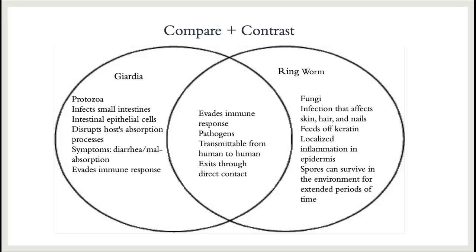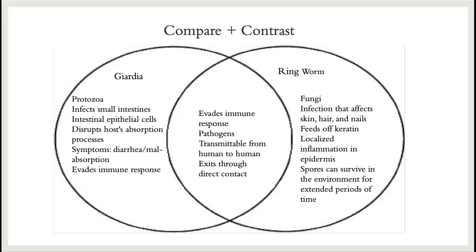So first we have Giardia, which is a protozoan parasite that infects the small intestines and adheres to the intestinal epithelial cells using a specialized structure called the ventral adhesive disc. It attaches to the surface of the intestinal mucosa. It disrupts the host's absorption processes, and the symptoms include diarrhea and malabsorption. It evades the immune response and undergoes encystation, which is passed through feces and infects new hosts. It impairs the function of the gut and spreads by a fecal-oral route through contaminated water or food.